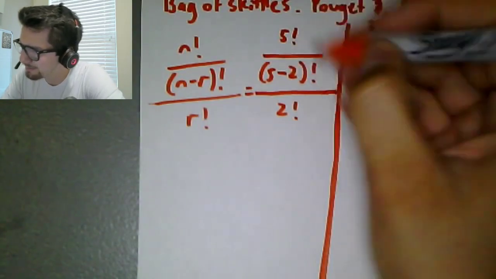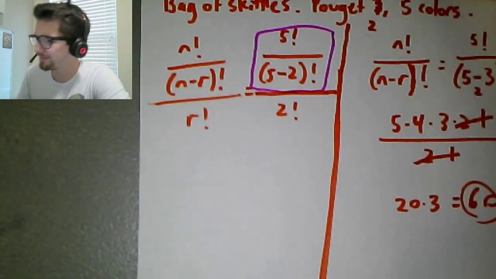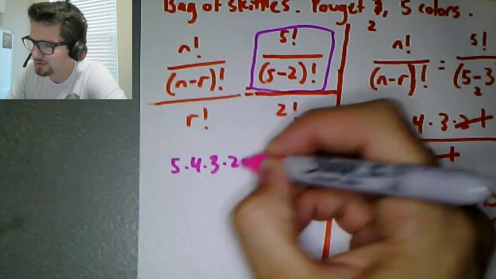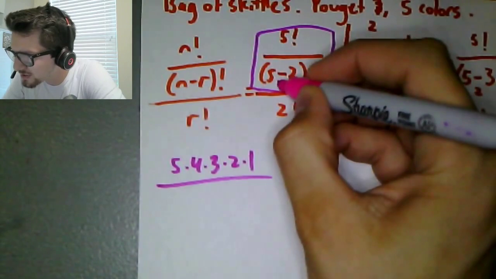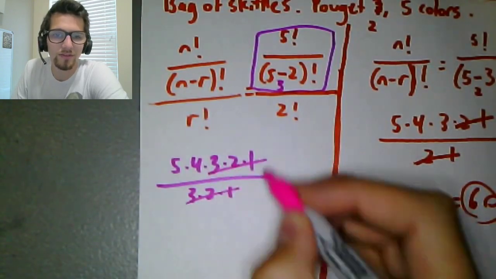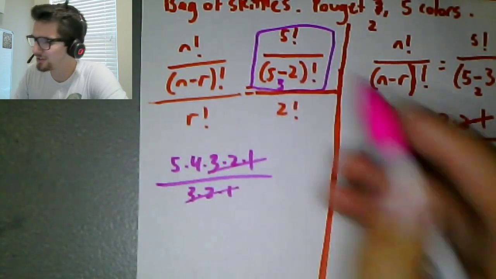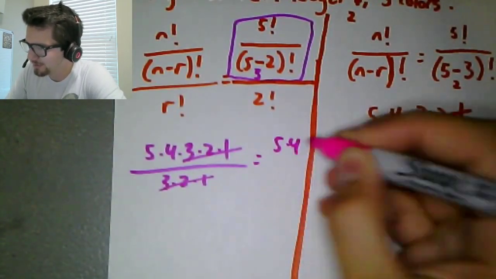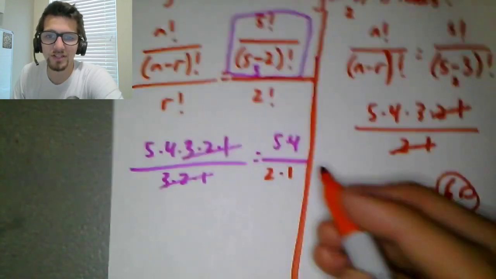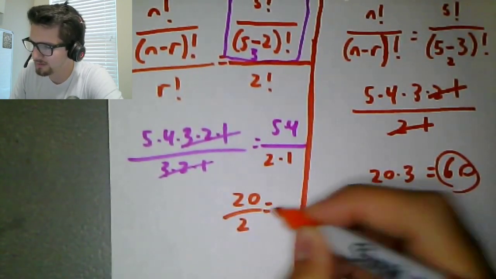All right, so let's do the top piece first, and then we'll just divide it by 2 factorial. So if I do the top piece, 5 factorial is 5 times 4 times 3 times 2 times 1, divided by 5 minus 2 is 3, so that's divided by 3 times 2 times 1. Those cancel out, so I end up with 5 times 4. And then whatever I ended up with here, I'm dividing it by 2 factorial. So that's 5 times 4 divided by 2 factorial, which is 2 times 1. So that ends up giving me 20 divided by 2, which gives me 10.